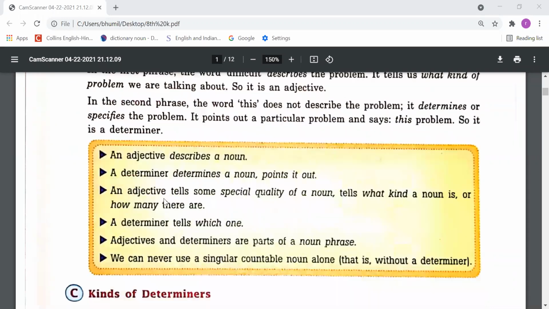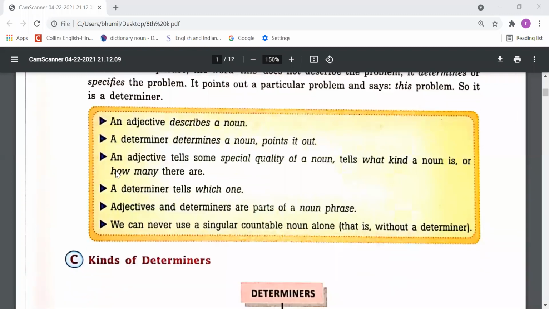Okay. Some more points. An adjective describes a noun. A determiner determines a noun, points it out. This means when we describe any noun, that is an adjective. When we point out or determine, that is a determiner, right? Suppose I say this class, this is a determiner. If I say a beautiful class, beautiful is an adjective here, not a determiner, right?